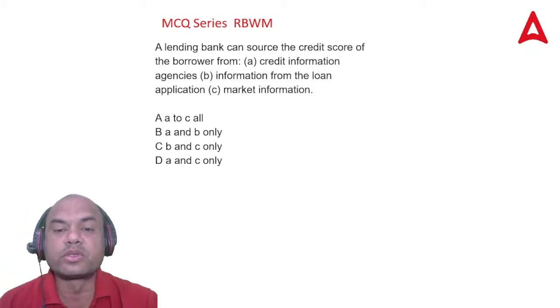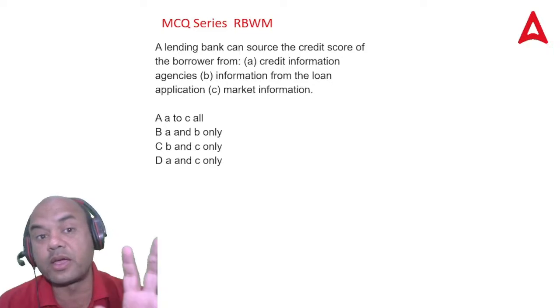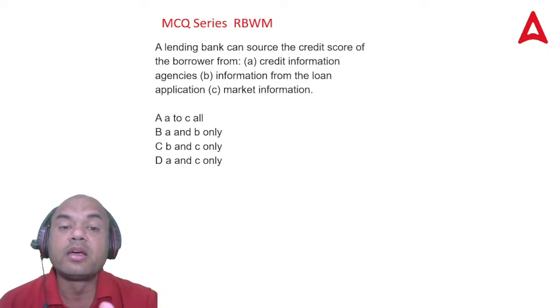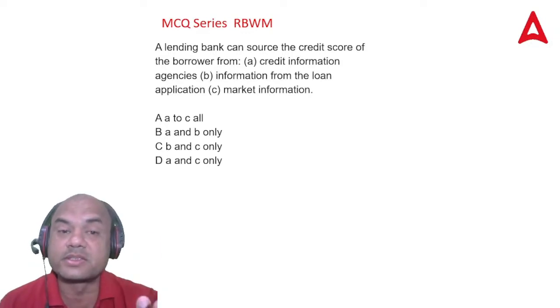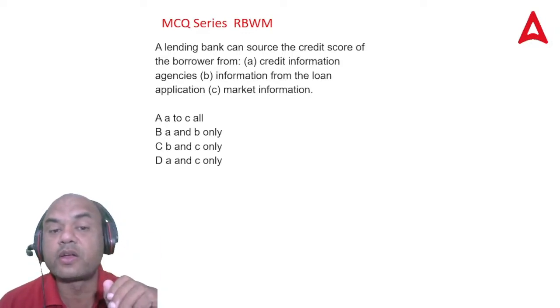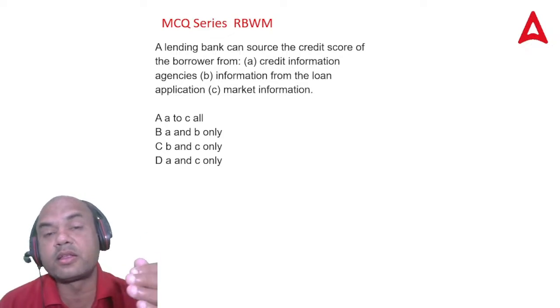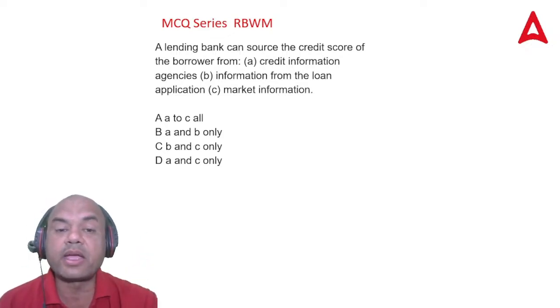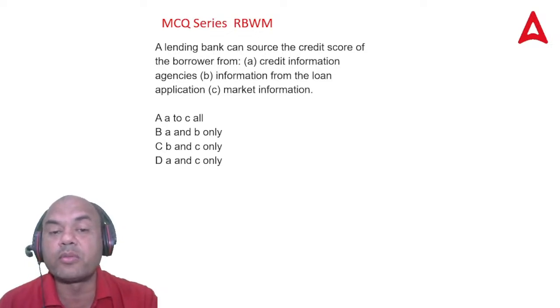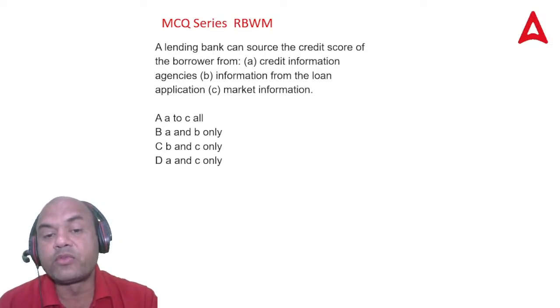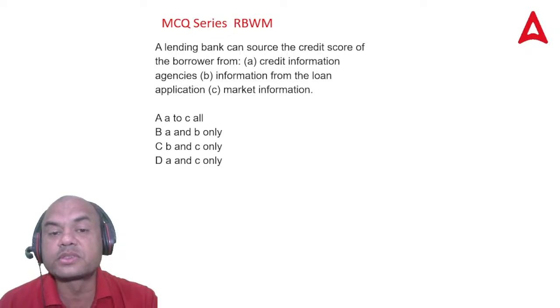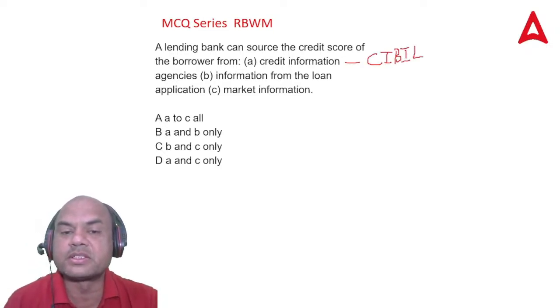A lending bank can source the credit score of the borrower from. See here, today I am in the introduction phase, so I'll be giving many. This question is there in one of your chapters, and this is also part of your introduction. In the introduction chapter, they have covered many things, but as we go ahead, they have covered it in detail. So a lending bank can source the credit score of the borrower from credit information agencies, information from the loan application, and market information. Credit information agencies means what? Like CIBIL. CIBIL is one of the credit information agencies.